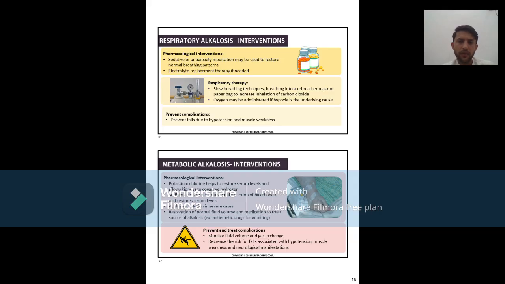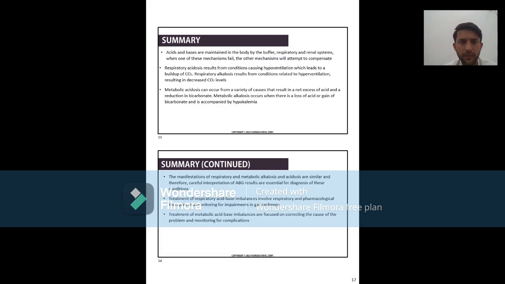Metabolic alkalosis: the intervention for metabolic alkalosis is potassium chloride, which helps to restore potassium level and allows the kidney to conserve hydrogen ion. Sodium chloride promotes renal excretion of bicarbonate and restores normal serum level. Acidifying solution in severe cases restores normal fluid and electrolyte level, and we treat the underlying cause. Prevent and treat complications if any.